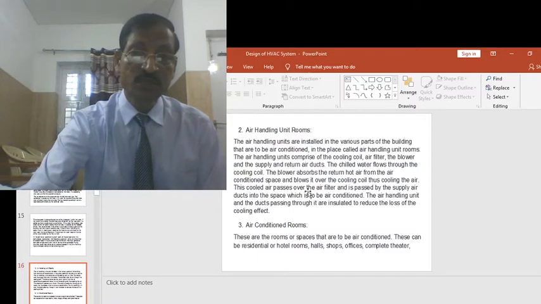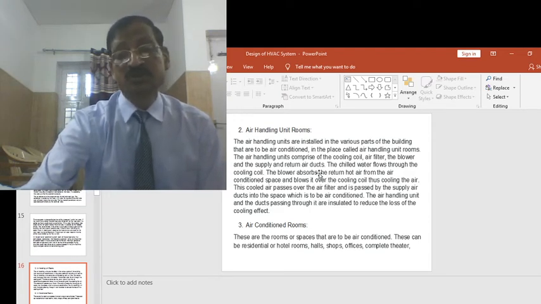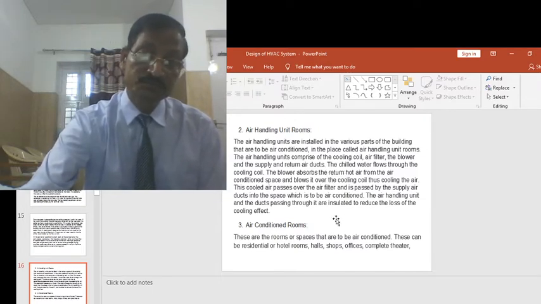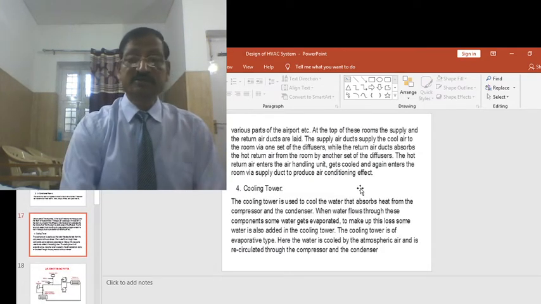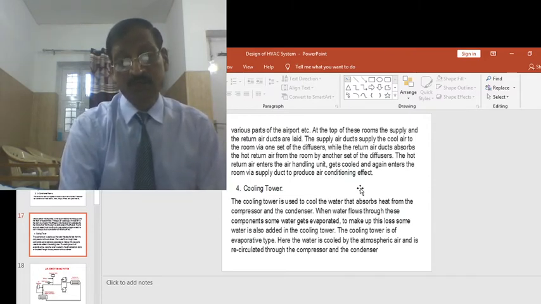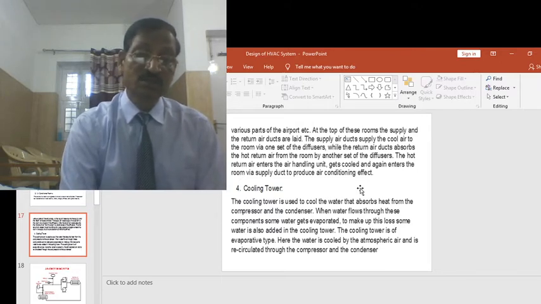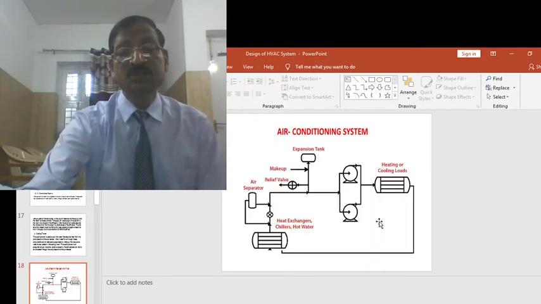Air handling units room. Air handling units are installed at various locations of the building which are to be air conditioned, and in this, water comes in the coil, takes heat and goes back to the plant room. Cooling tower: the water from the condenser goes to the cooling tower, where due to evaporation of water, the water gets cooled and the cold water comes to the condenser and again goes to the cooling tower. This is the basic chilled water cycle in case of a central air conditioning plant.